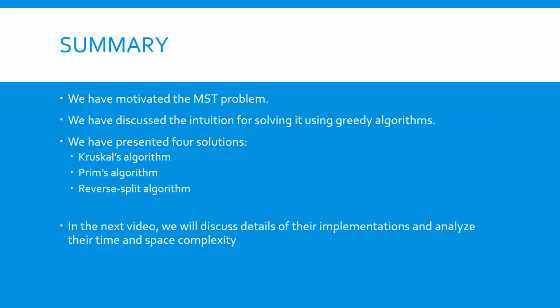In summary, we have discussed the minimum spanning tree problem in this video. We have presented three algorithms for solving the MST problem. They are Prim's algorithm, Kruskal's algorithm, and the reverse delete algorithm. In the next video, we will talk about the implementation details and analyze their time and space complexity.